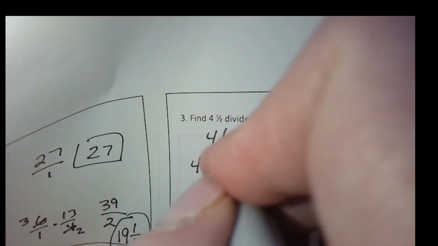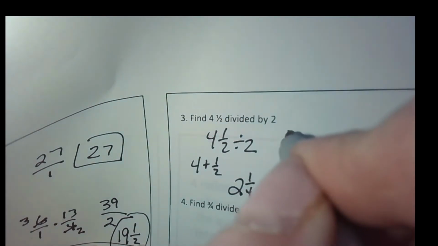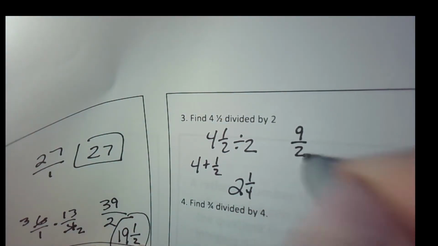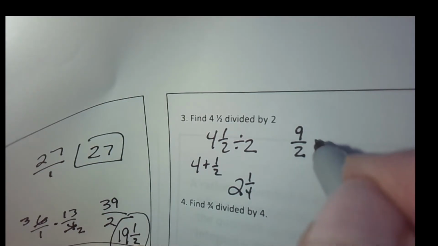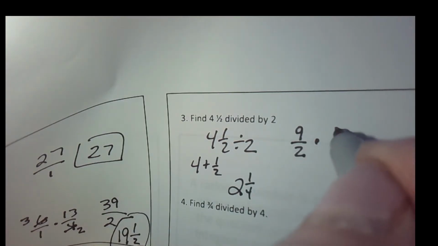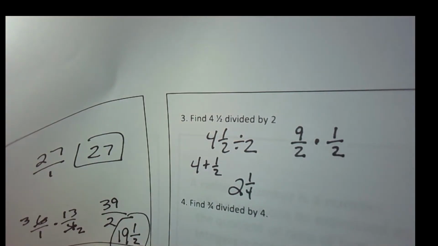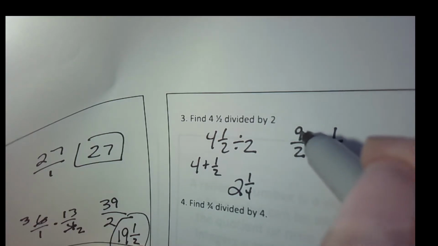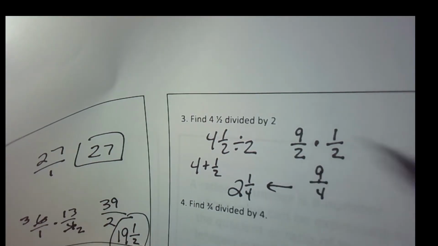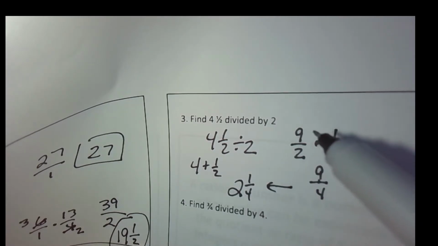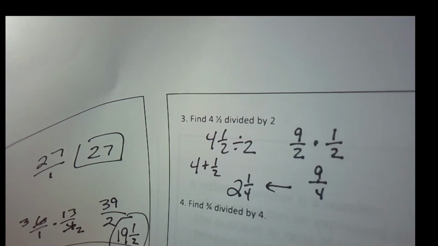Okay, so there's more than one way to get that though. You could change this to 2 times 4 is 8 plus 1 is 9 over 2. And instead of saying divide, you could change to multiply and change the 2 to its reciprocal, 1 over 2. And then again, you can see this is 9 times 1 is 9 over 2 times 2 is 4, 9/4. Still 2 1/4. Okay, so there's more than one way to do these things, but that will work.